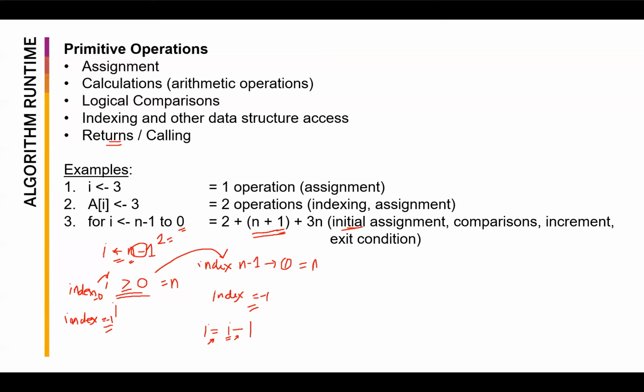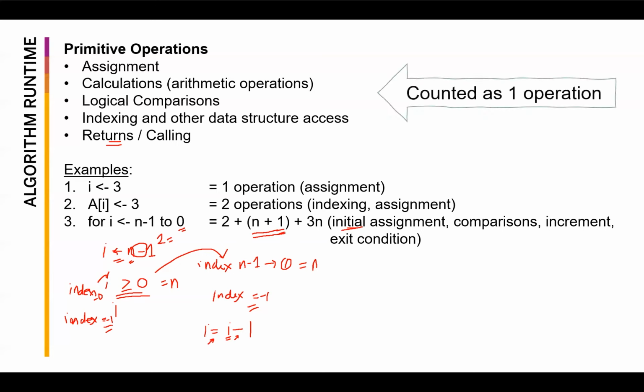Okay, so what we're seeing here is that for each of these operations, we count them as one operation. And the main assumption here is that each of these operations is performed at 1 unit of time. Okay, so we don't define if it's milliseconds, if it's seconds.